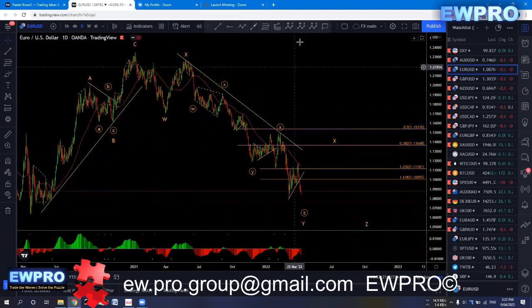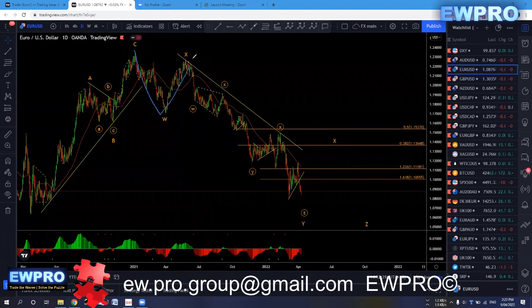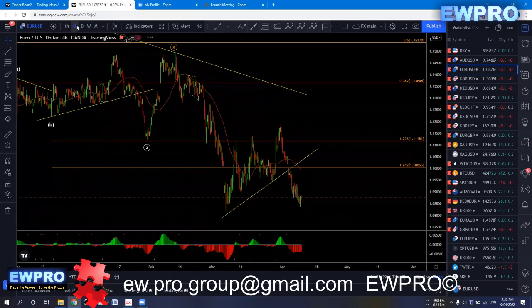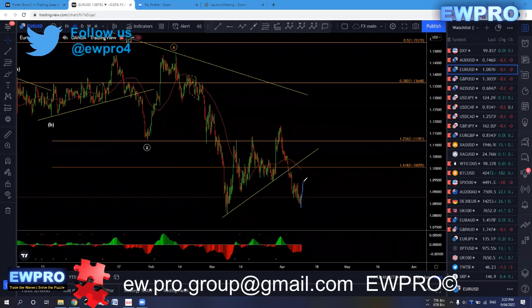EU on the daily, very similar to DXY. We're looking at WX, extended wave Y, and then we'll be looking for the X2 and a Z down. On the H4, we got the trend line break. We're just looking for either a correction or a flag. We need something to sell in here. So we're looking for a sell setup.